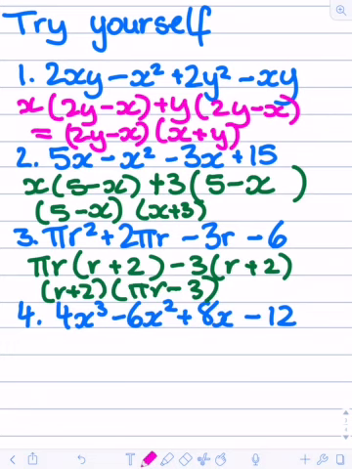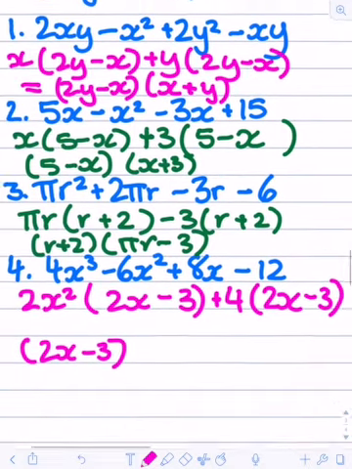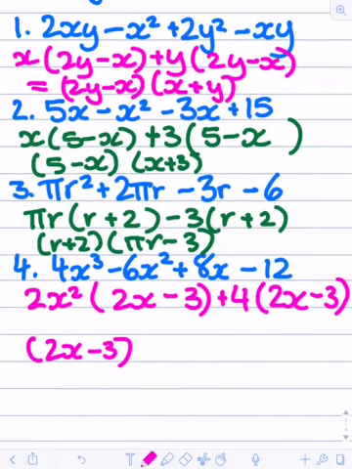4 and 6. The highest common factor is 2. x cubed and x squared. x squared being the smallest, they both share x squared. I need another 2x. And I need another minus 3. 8x and negative 12. The highest common factor is 4. I need another 2x minus 3. Again here, 2x minus 3 is shared in both, so I can write it once as the highest common factor. And then outside the brackets, I have 2x squared and 4. So I write that there.